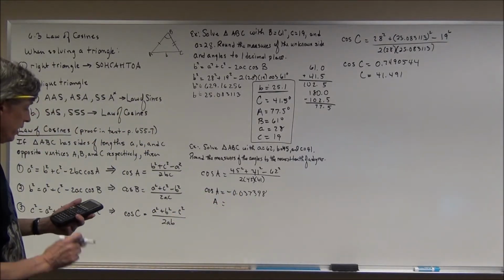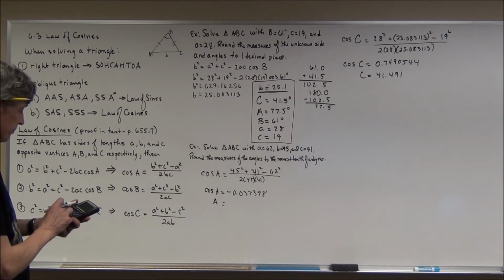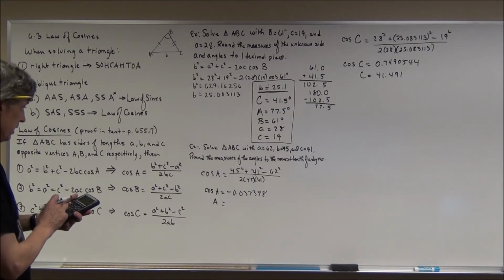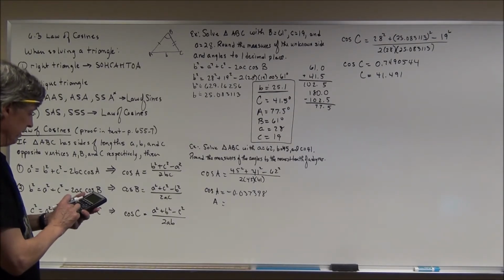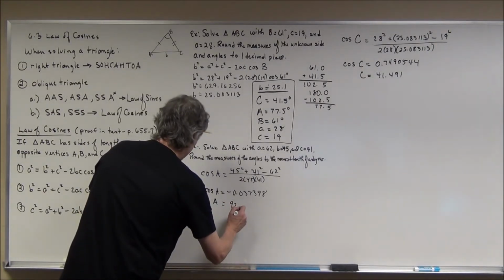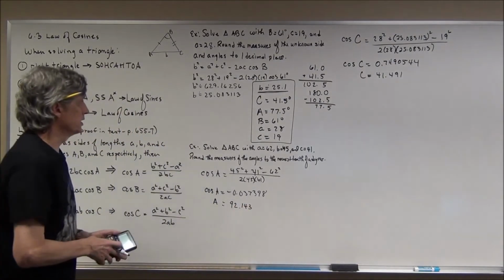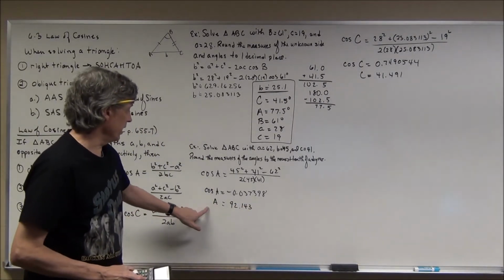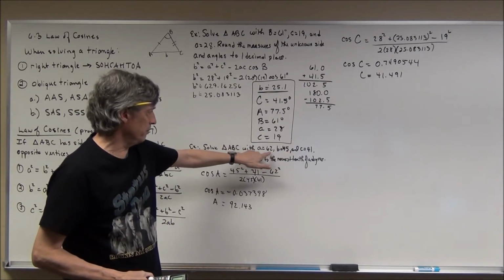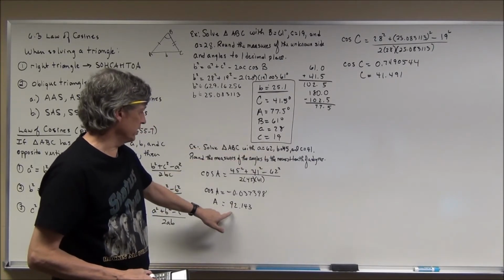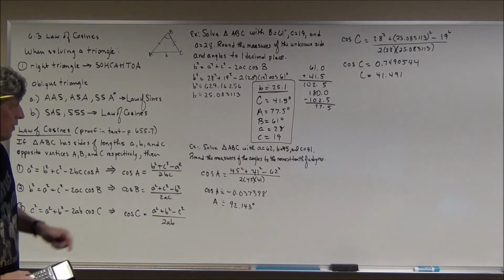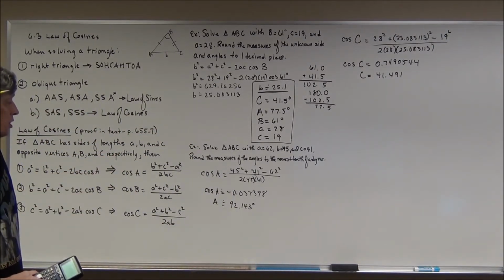So now to find angle A, since it's negative here, I know I'm talking about an obtuse angle in the second quadrant, so inverse cosine of negative 0.037398, I get 92.143. Now let's see if this makes sense. Angle A would be opposite side A, since this is the largest side of the three and a pretty good amount bigger. It makes sense that this would be an obtuse angle, the largest of the three angles.